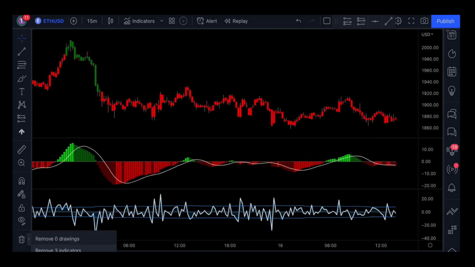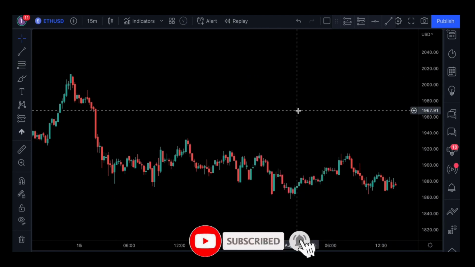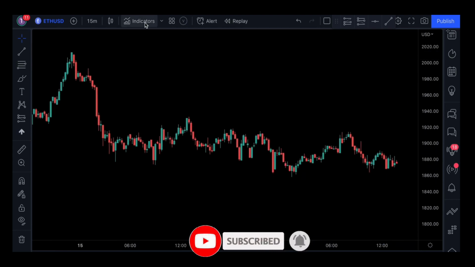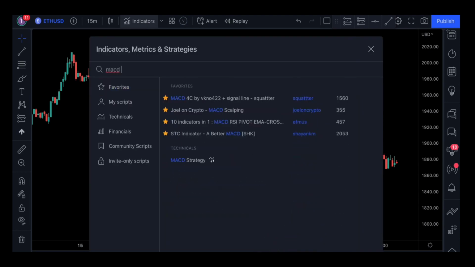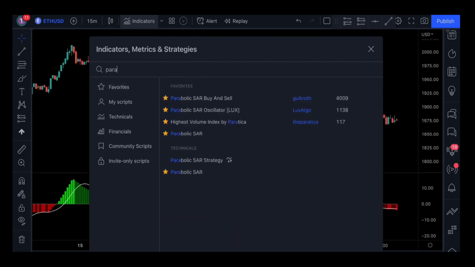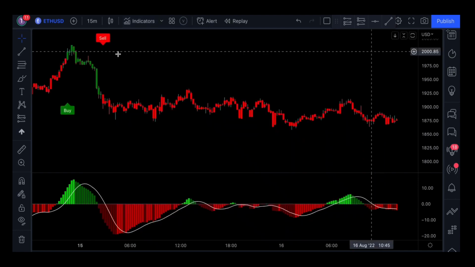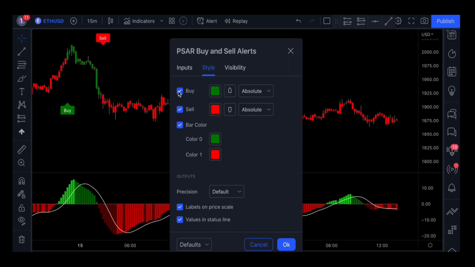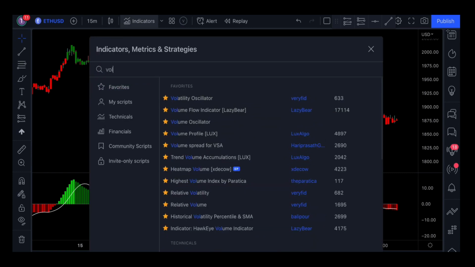Okay, now let us show you how to build this setup step by step. First, open the TradingView platform and head over to the Indicators section on the top. Type in MACD4C and select this indicator right here. Next, type in parabolic SAR buy and sell and pick this indicator by Gick Roth. Access its settings and deselect buy and sell options. And finally add one more indicator to the chart, the volatility oscillator by Verifid.